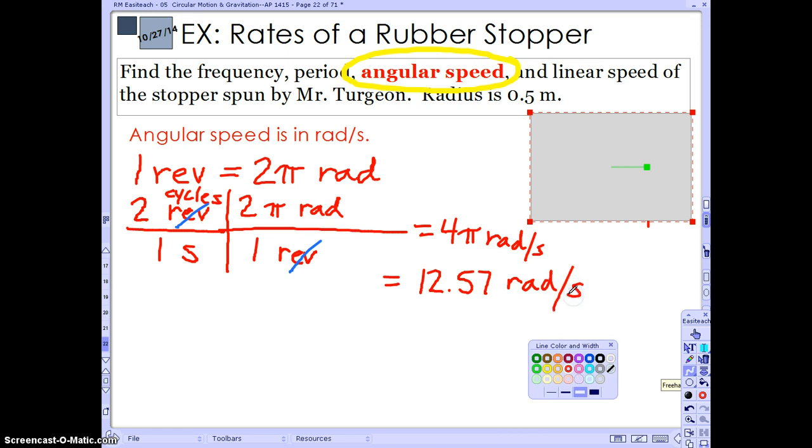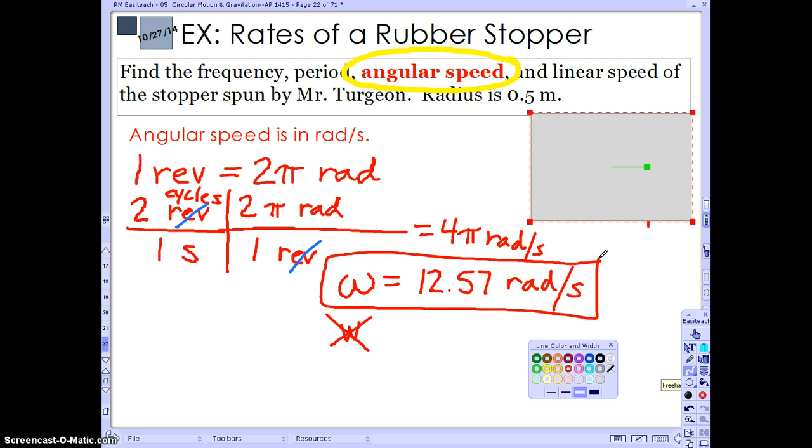Radians per second. And here's the weird part. There's a new variable, and that variable is a lowercase omega. It's kind of like a curly W. It's not W like this. It's like a curly W. And my angular velocity, or angular speed, is 12.57 radians per second.